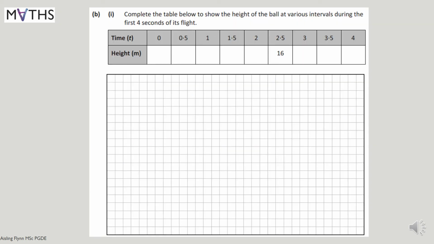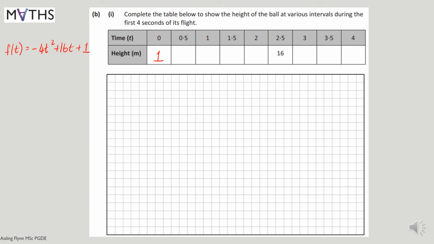Complete the table below to show the height of the ball at various intervals during the first 4 seconds of its flight. So already we've seen that at time 0 the height was 1 meter. Now what we need to finish this off is the actual function. So just looking back, the function was minus 4t squared plus 16t plus 1.